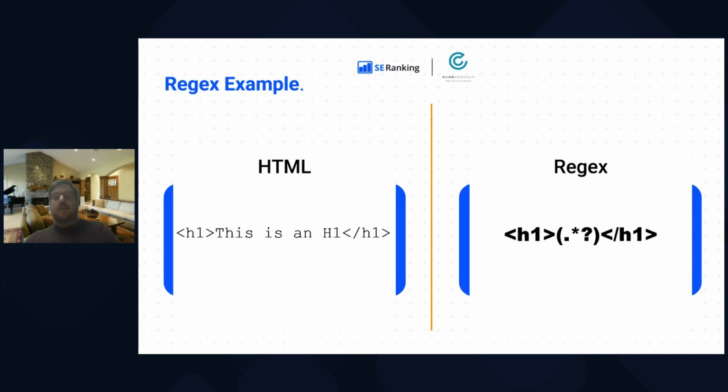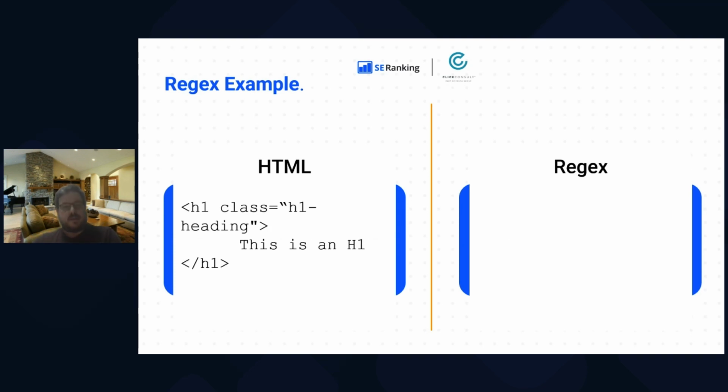Easy as that. However, if you then start to add some complexities in there, so say if I put a class in the h1 tag, if I put a line break in there, if I put some white space in there, suddenly that regex starts to look like this, and it gets very complicated very quickly. However, to do the same extraction in XPath is this.